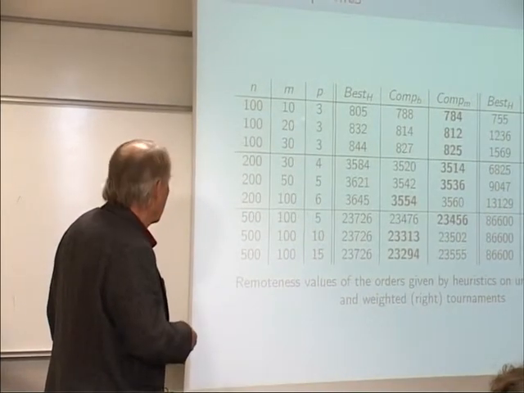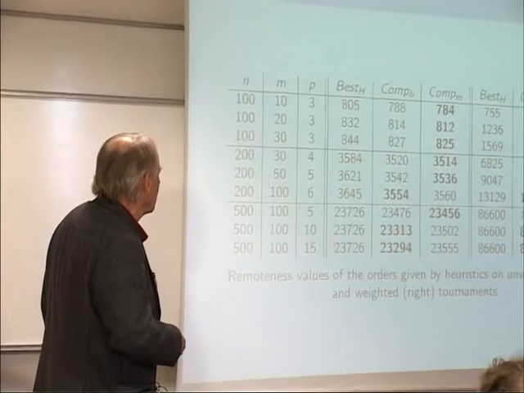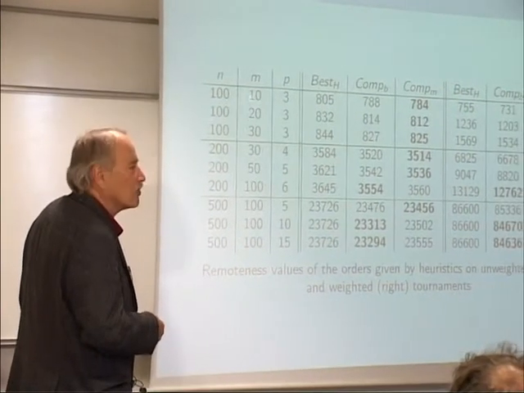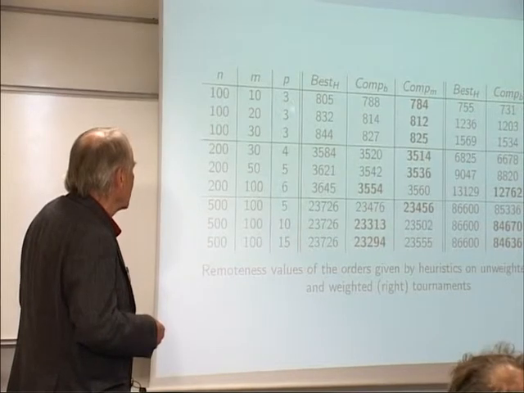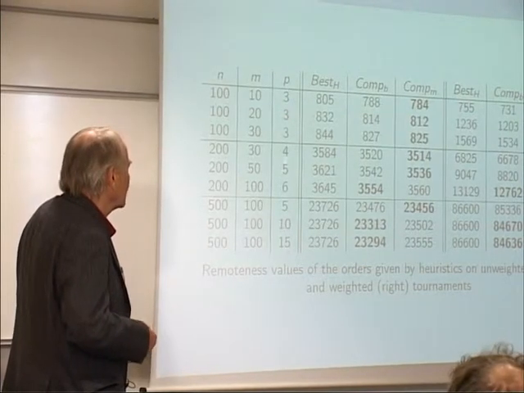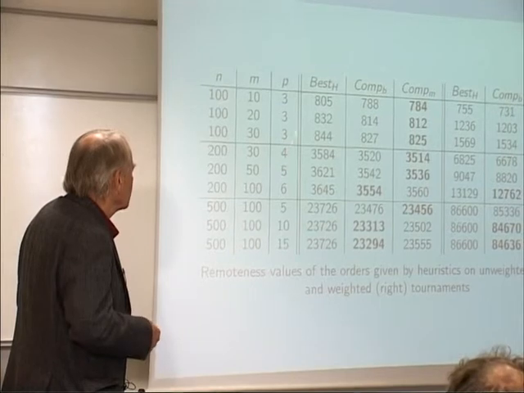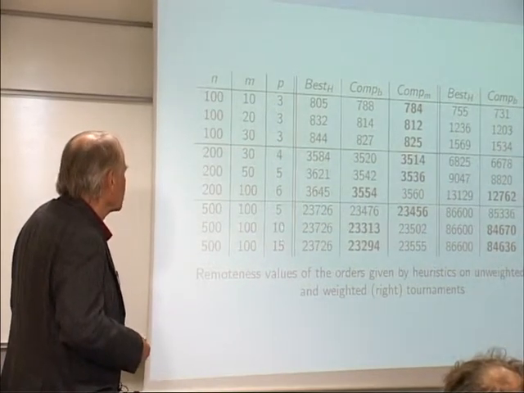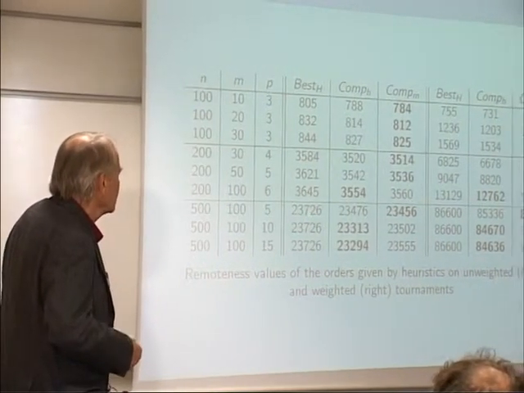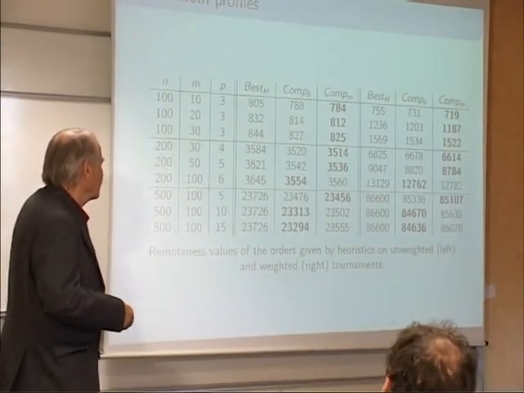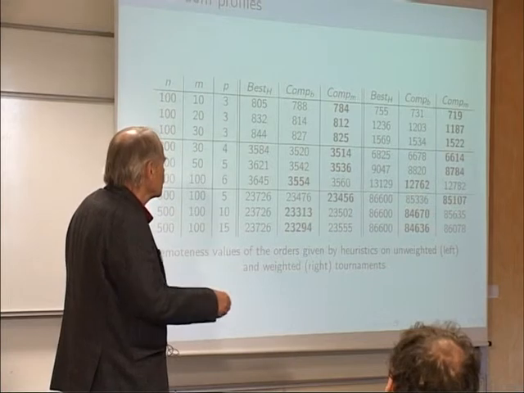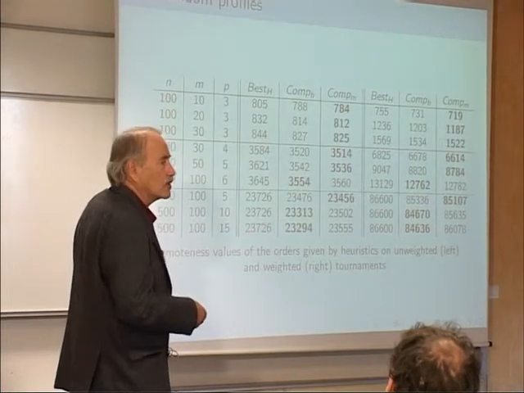I take for n the values 100, 200, 500. The number of permutations, I make it vary to see. And the number of classes can be constant. So the best heuristic is this column. The first three columns are for unweighted tournaments, and the last three are for weighted tournaments.